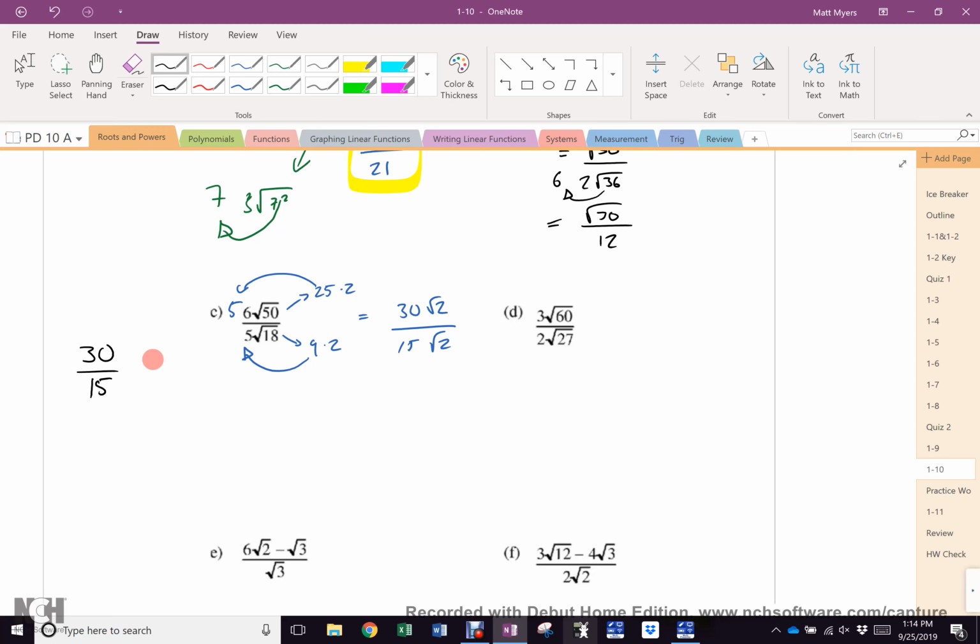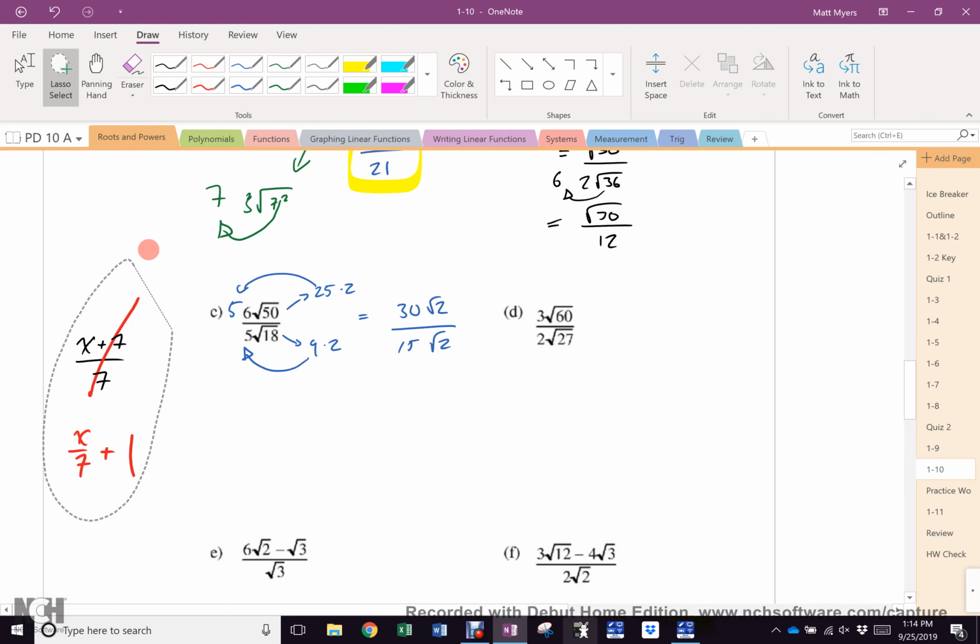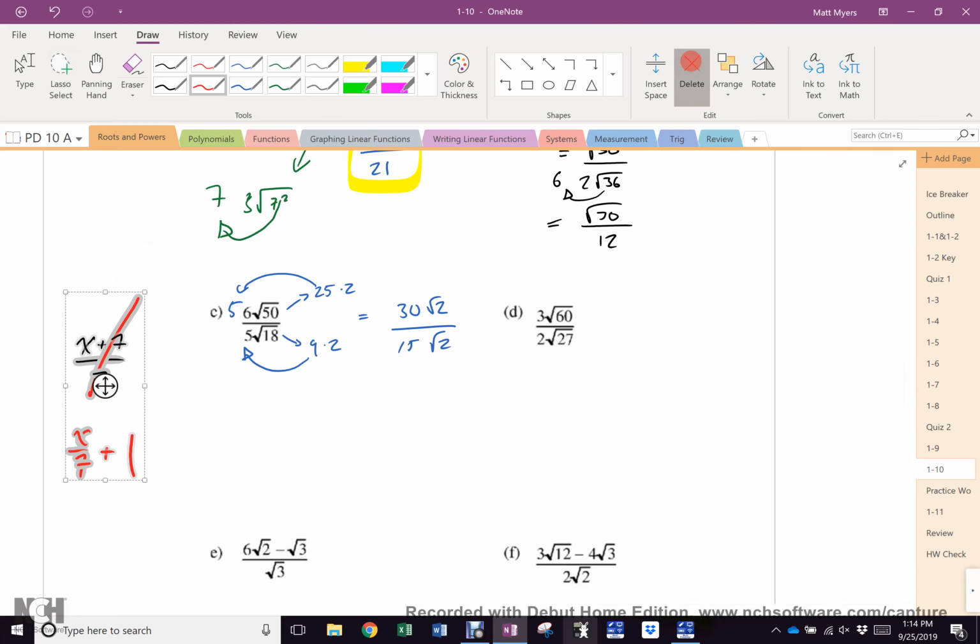The reason I'm making a big deal out of it is this. If I gave you x plus 7 over 7, a bunch of you would do that and tell me the answer is x. It is not. Okay? No. It is x over 7 plus 1. But that is not what we are dealing with right now.